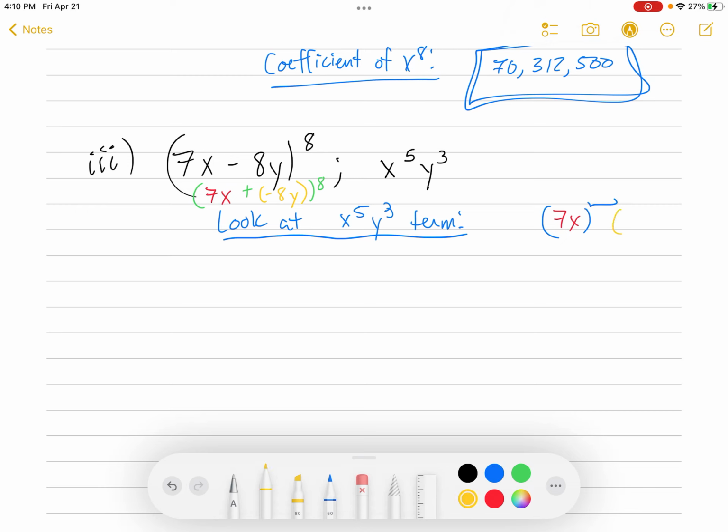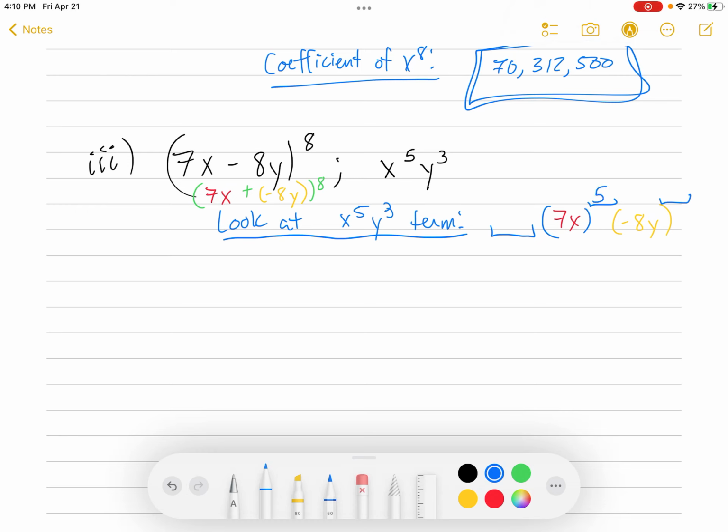So I'm going to have a 7x to some power, and I'm going to have a negative 8y to some power, and I'm going to have a binomial coefficient in front. So those components: you have a binomial coefficient, you have a power on 7x, you have a power on negative 8y.